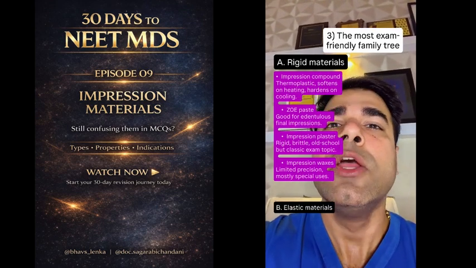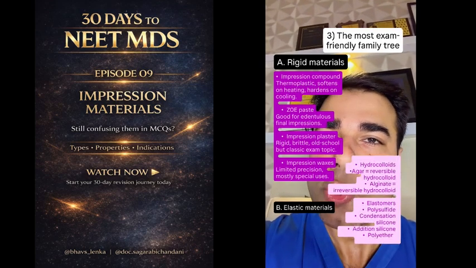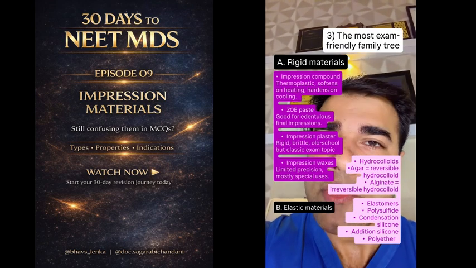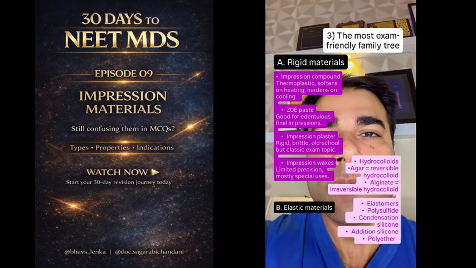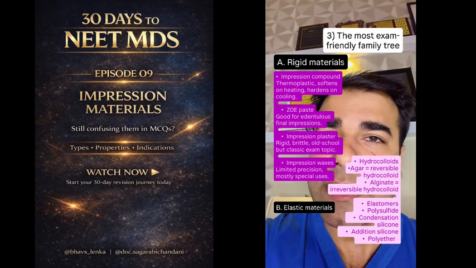Elastic materials are used where there are undercuts or finer detail is needed. Hydrocolloids: agar-agar, the reversible hydrocolloid, and alginate, the irreversible hydrocolloid. Elastomers, which are polysulfides, condensation silicone, addition silicone, polyethers.